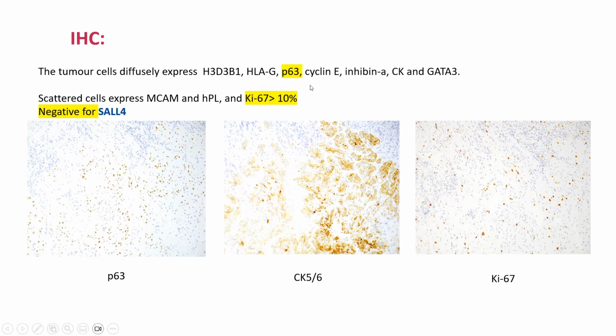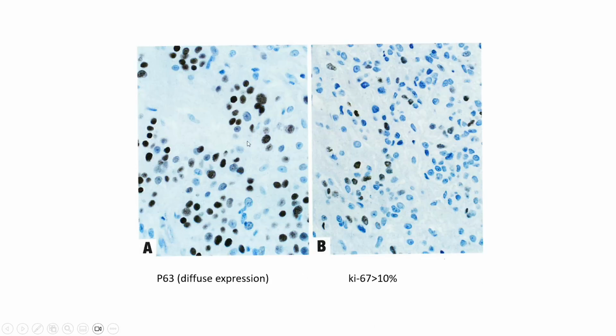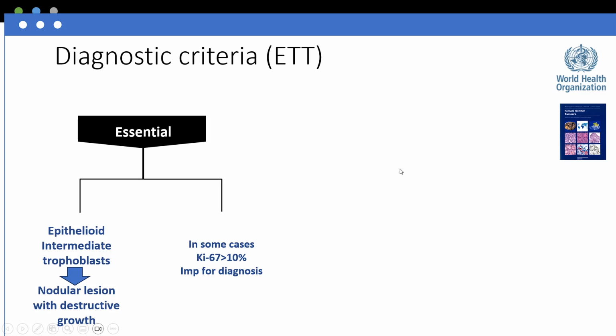What about the IHC? It takes P63. There's actually again a panel. Those ones are for the trophoblastic markers, but P63 is characteristically positive nuclear. As you can see, cytokeratin 5/6 would give positivity as well. Its Ki67 is high, it's more than 10%. If you do a stain for inhibin, it would give a negative result. Again, this is another image showing the positive P63 and the Ki67 that is more than 10%.